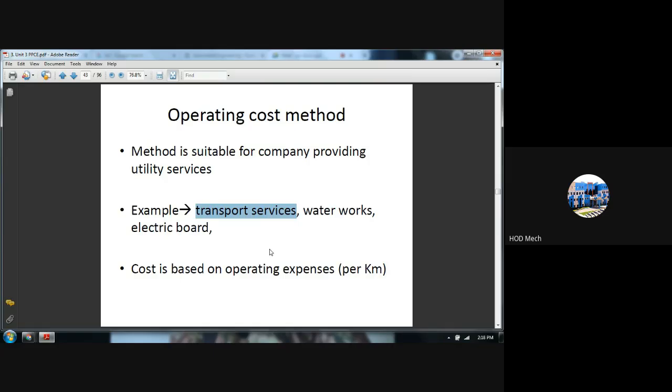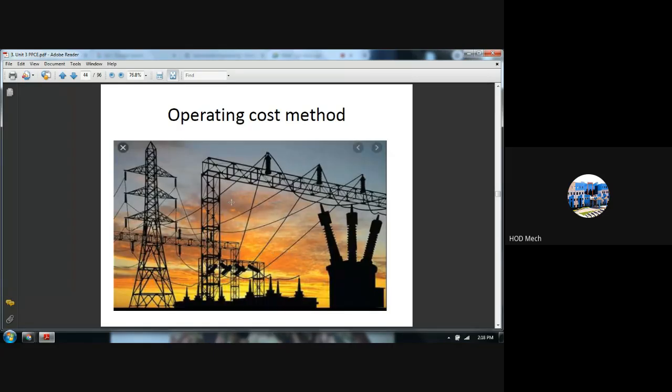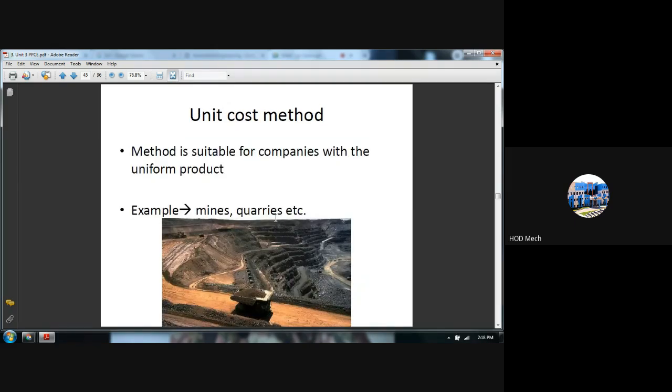Similarly, one of the examples is what you are seeing, the grid, the transportation of electricity from one location to another. So it involves its own operating cost. So operating cost is the cost that is involved in carrying out a particular function or operation.